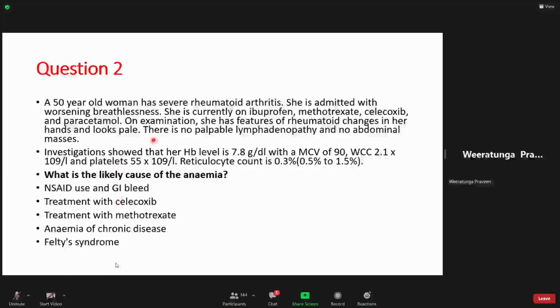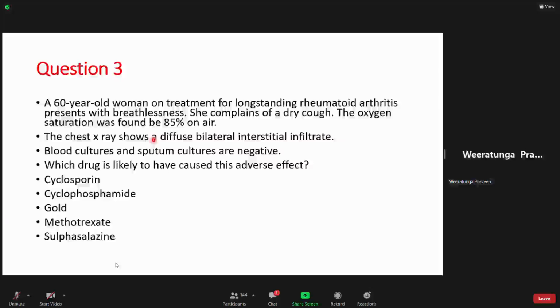Right. So මෙතන rheumatoid arthritis කතාවක් තියෙනවා, dry cough තියෙනවා, saturation අඩුයි, interstitial infiltrate එකක් තියෙනවා. මොකද වෙලා තියෙන්නේ? This is methotrexate induced pneumonitis එකක් තමයි මේ වෙලා තියෙන්නේ.